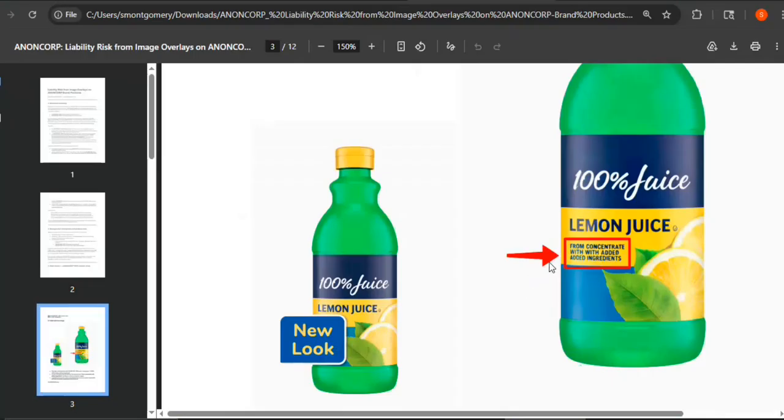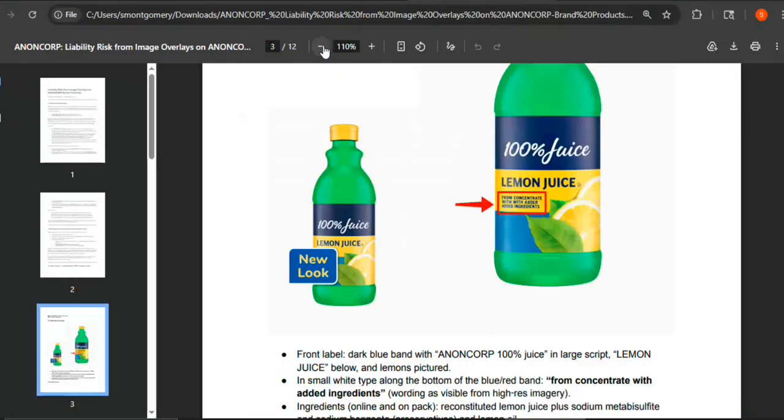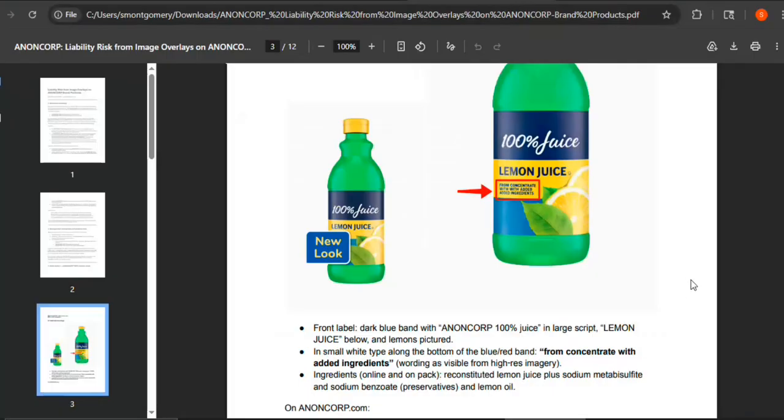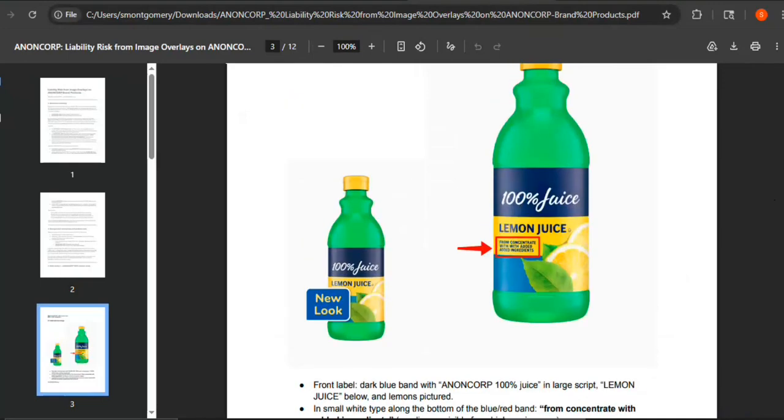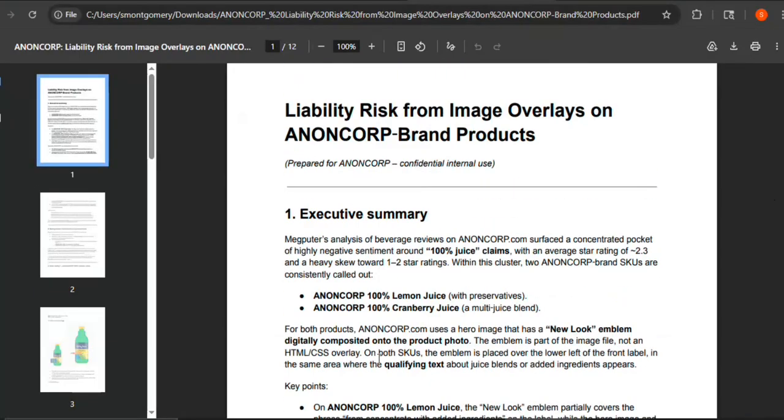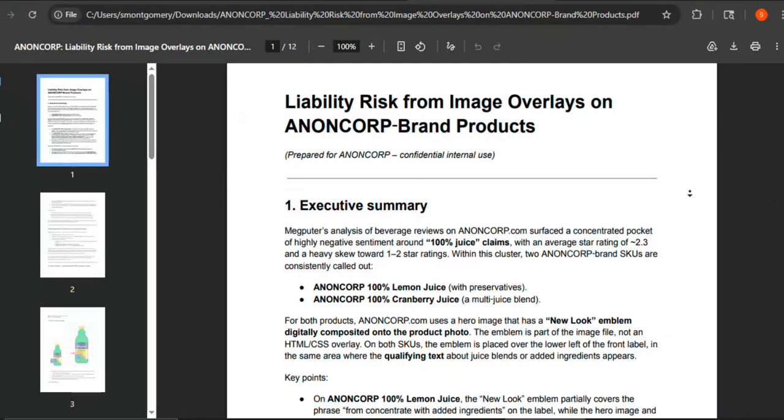But if you were to take the logo off, there you would see "from concentrate with added ingredients," which legally has to be visible. So whoever put that little logo on the image on the product's website was making a big mistake. And is this related to one particular product, or is this a systemic issue for the retailer? It's a systemic issue. We have two example products in this report. We wrote it on the 100% lemon juice and 100% cranberry juice, but this was an issue that occurred on many products across the website.